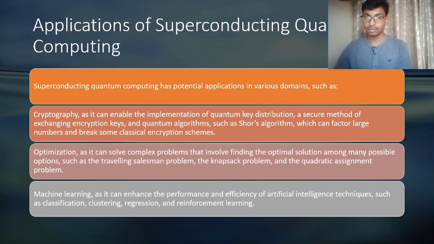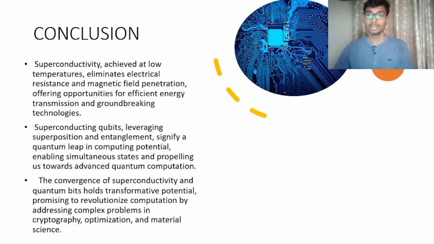Optimization, as it can solve complex problems that involve finding the optimal solution among many possible options, such as the traveling salesman problem, the knapsack problem, and the quadratic assignment problem. Machine learning, as it can enhance the performance and efficiency of artificial intelligence techniques, such as classification, clustering, regression, and reinforcement learning.